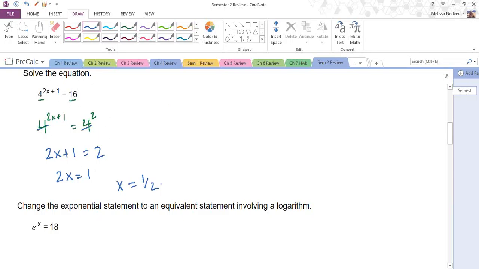So we could have solved this using logs and we would have got the same thing, but it just would have been a longer, kind of nastier process. If you can rewrite it so your bases are the same, it's going to save you some time.